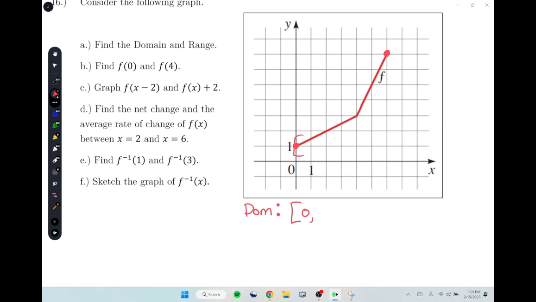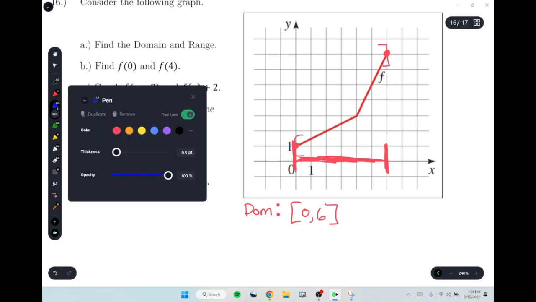And where does x end? It ends at 1, 2, 3, 4, 5, 6. Looks like 6. It ends right there, and it includes it because we counted from that red one to that red one, right? Technically, if you want to visualize your domain, it's that red little thing at the bottom. I'll switch to blue for range.